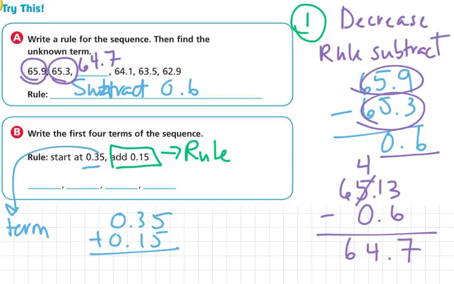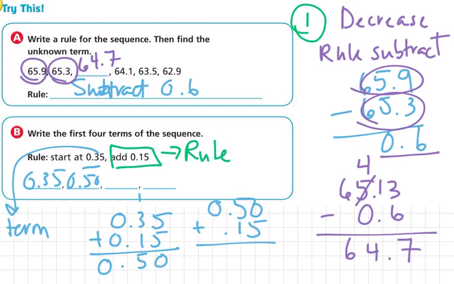5 plus 5 is 10. So we have 3 plus 1 is 4, plus 5 is 5/10. So our first term in the sequence was 35 hundredths. Now we have 50 hundredths. Now I'm going to take 50 hundredths, and I'm going to add my rule, which was 15 hundredths. My next term in the sequence is 65 hundredths.